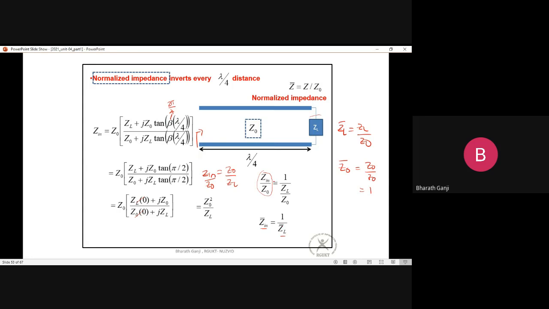Why is this interesting? Say for example you take a board, let us say a breadboard, and you are performing an experiment on the breadboard.